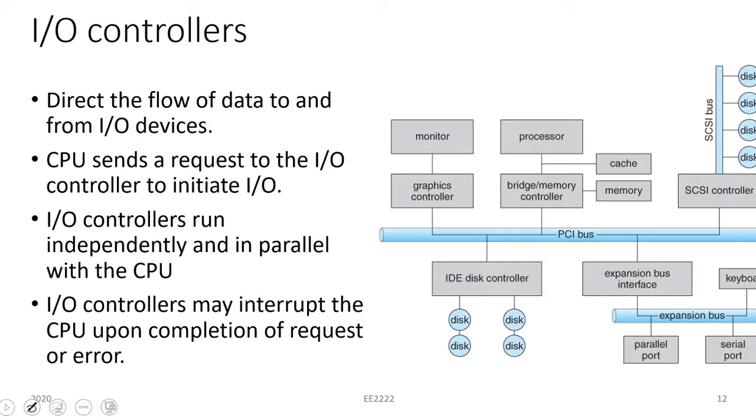So a typical example could be the GPU, a graphics processing unit in a computer. That in itself can be a particular processor that is separate from the CPU itself, and some of the computation can be delegated to that particular I/O controller as well. The I/O controller may be given some information, and then it can do some processing and then pass that on to the device that it is connected to.